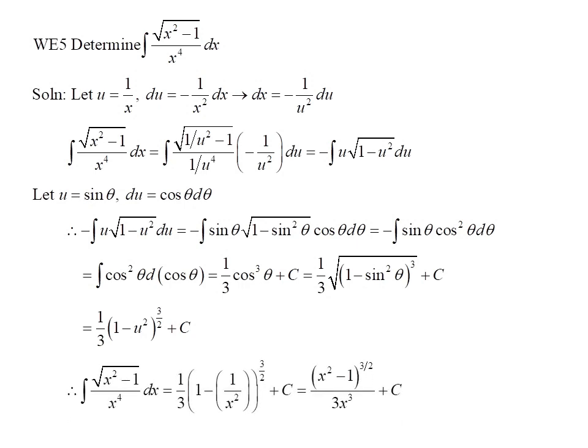After being substituted back to the variable x, we have the simplified general solution of the antiderivative, which is (x squared minus 1) to the power of 3 over 2, over 3x cubed, plus c.